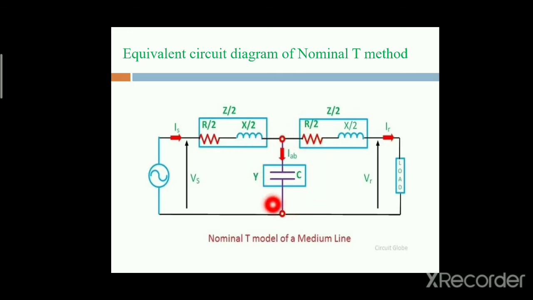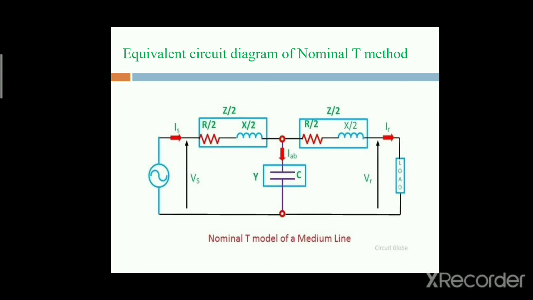Why is it called the middle condenser method? Because the capacitance is connected in between the two halves of the impedances. Then it is called the middle condenser method. The name is represented as middle. Middle means that the capacitance is connected in the middle of the transmission line.